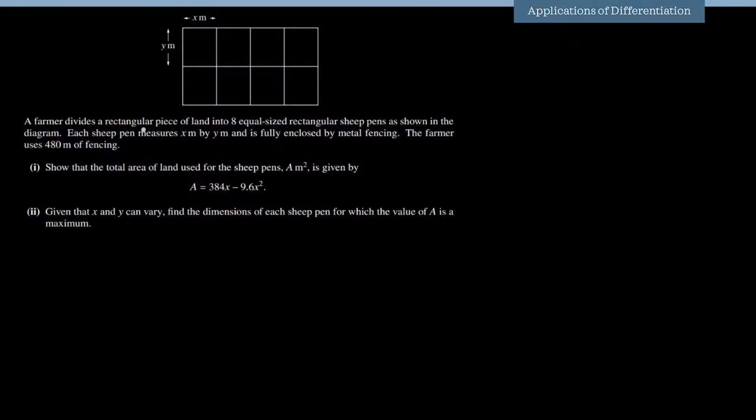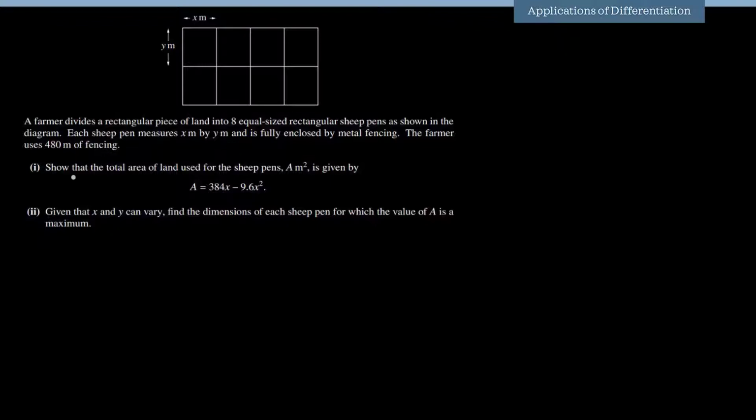A farmer divides a rectangular piece of land into 8 equally sized rectangular sheep pens, as shown in the diagram. Each sheep pen measures X meters by Y meters and is fully enclosed by metal fencing. The farmer uses 480 meters of fencing. So, this is a rectangular piece of land divided into 8 equally sized sheep pens. Each sheep pen measures X meters by Y meters and the farmer uses a total of 480 meters of fencing.